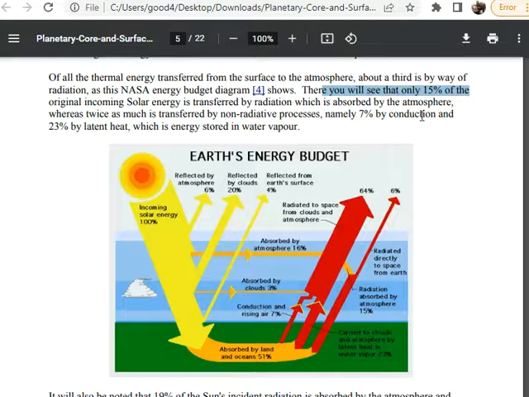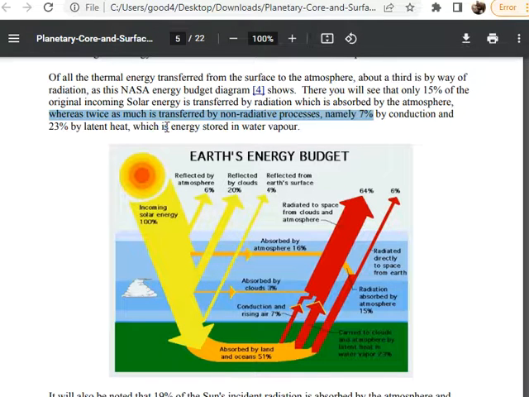So he says only 15% of the original incoming solar energy is transferred by radiation, which is absorbed by the atmosphere. No, 64% of it totally is radiated to space, from the clouds and atmosphere. Then he says, whereas twice as much is transferred by non-radiative processes. Okay, conduction and rising air, 7%, and 23% by latent heat in water vapor.